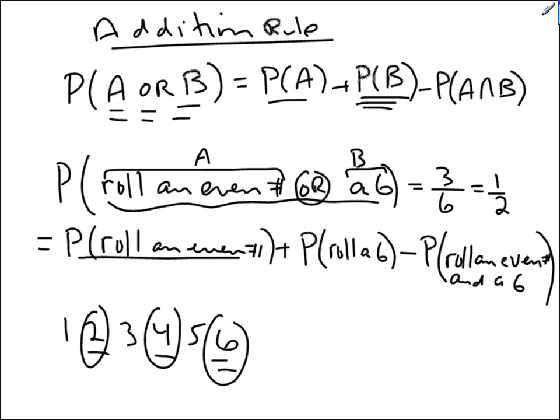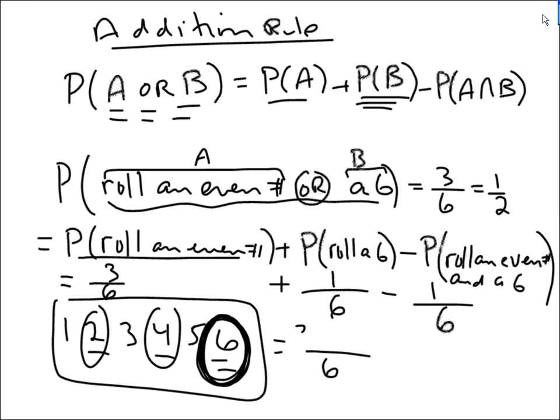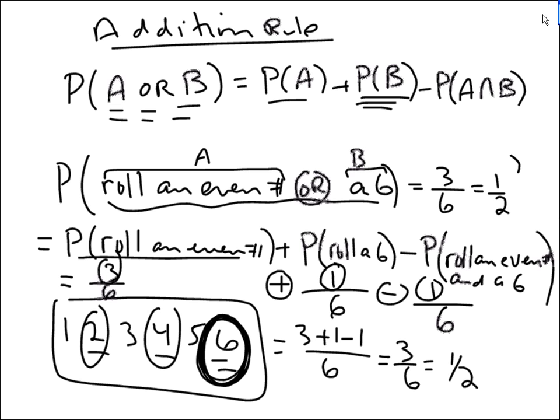The probability that you roll an even number, well, there's six numbers. Three of them are even, 2, 4, 6, plus the probability you roll a six. Well, there's six numbers, exactly one of them is a six, minus the probability that you roll an even number and a six. Well, out of the six choices, how many are an even number and a six? Well, this here is the only outcome that's both even and six. So you take away 1/6. So everything's over six. You have 3 plus 1 minus 1, because I add or subtract the numerators. 3 plus 1 is 4, minus 1 is 3. Oh, we get 3/6, which is a half. Exactly what we got before. Took a lot more work using the formula, but it works.